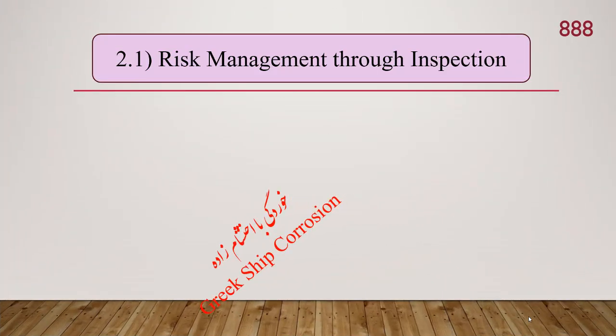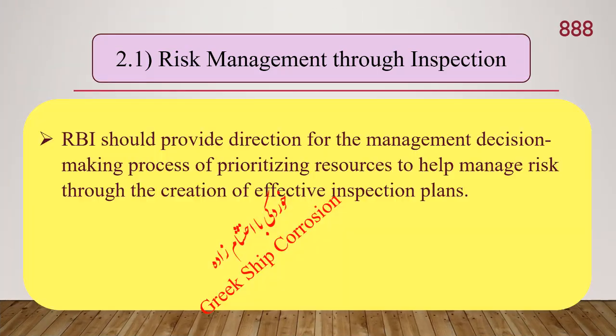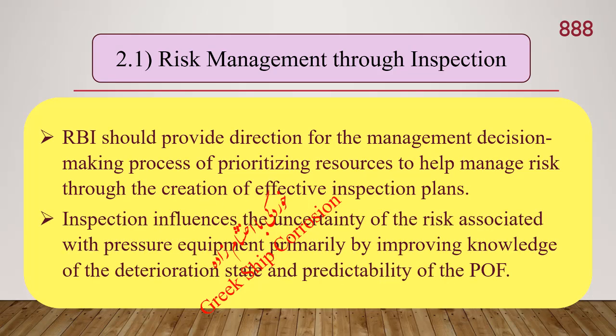2.1. Risk management through inspection. RBI should provide direction for a management decision-making process of prioritizing resources to help manage risk through the creation of effective inspection plans. Inspection influences the uncertainty of the risk associated with pressure equipment primarily by improving knowledge of deterioration state and predictability of the probability of failure.